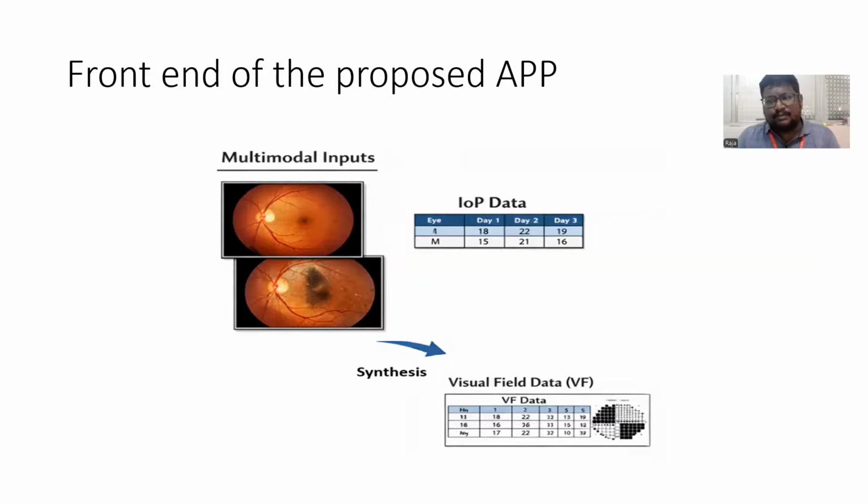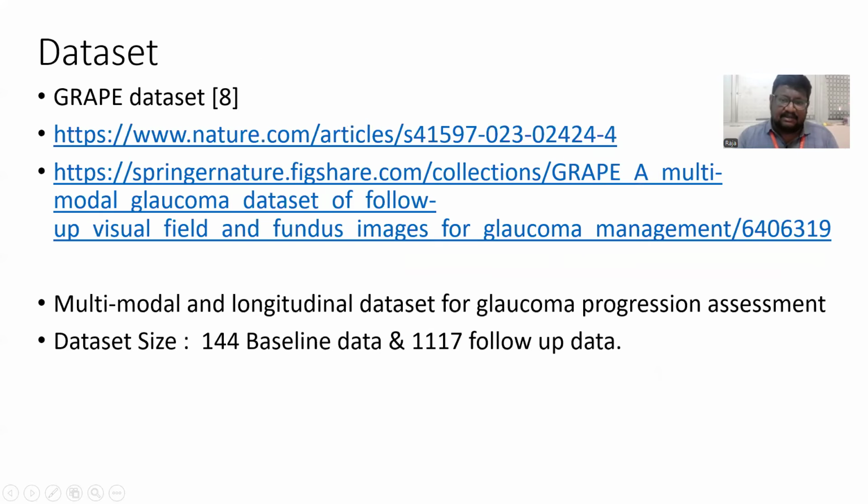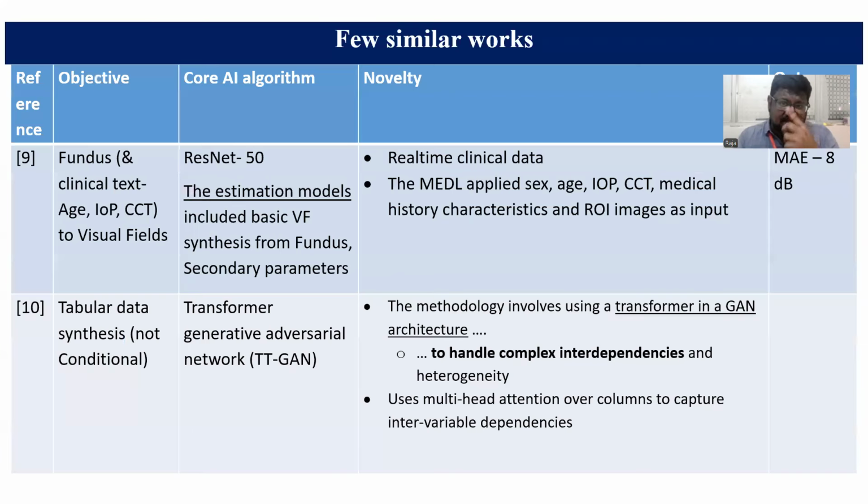What will be the front end of the proposed app? When you give the fundus image and some secondary data, it is already pre-trained with many fundus images and secondary data. The output will be the visual field. The generative AI algorithm will be able to generate the visual fields corresponding to a particular fundus image based on the learning.